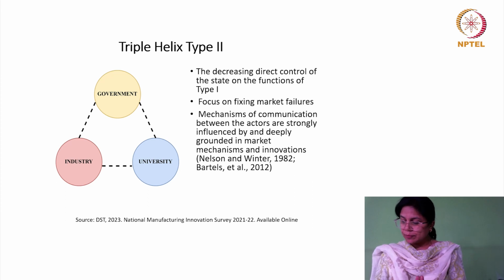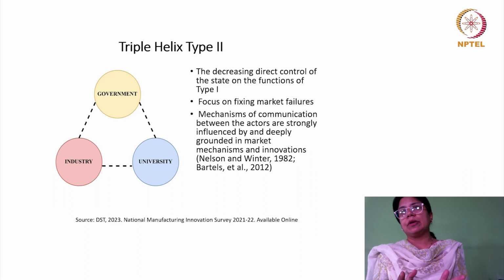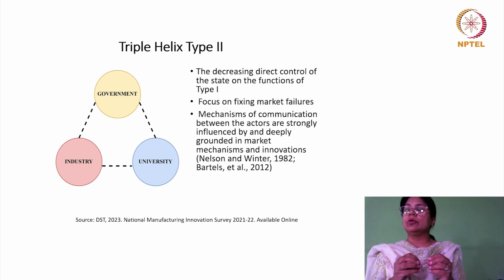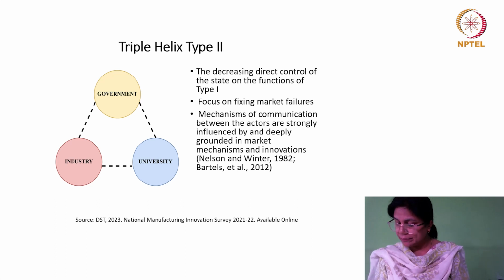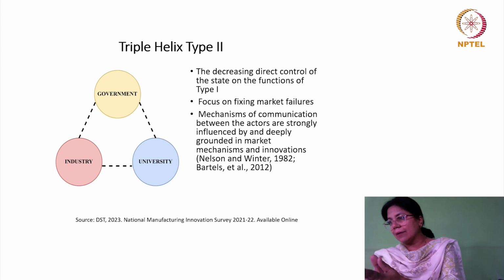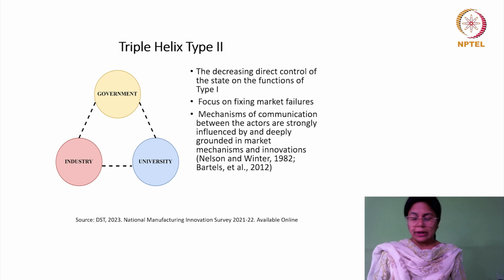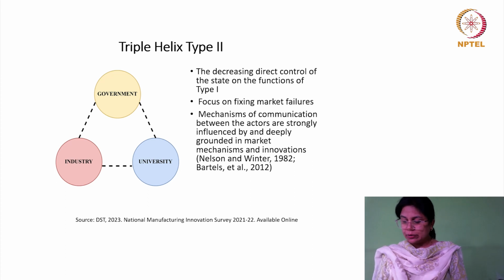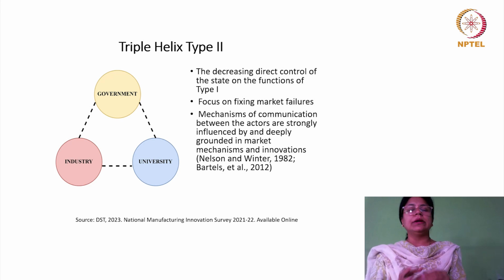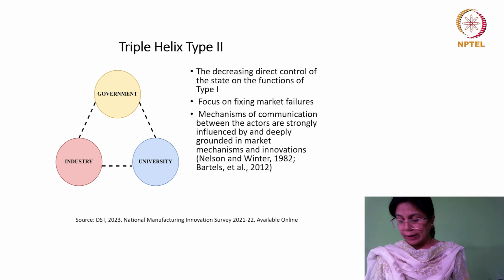So if you look at triple helix type 2, the focus here is to address the market failures. The mechanism of communication between the actors is strong, but it is influenced by the deeply grounded market mechanism. So it may be about having a technology transfer agreement, or the government funding the resources in the industry and the university, basically to address the problem of market failure.